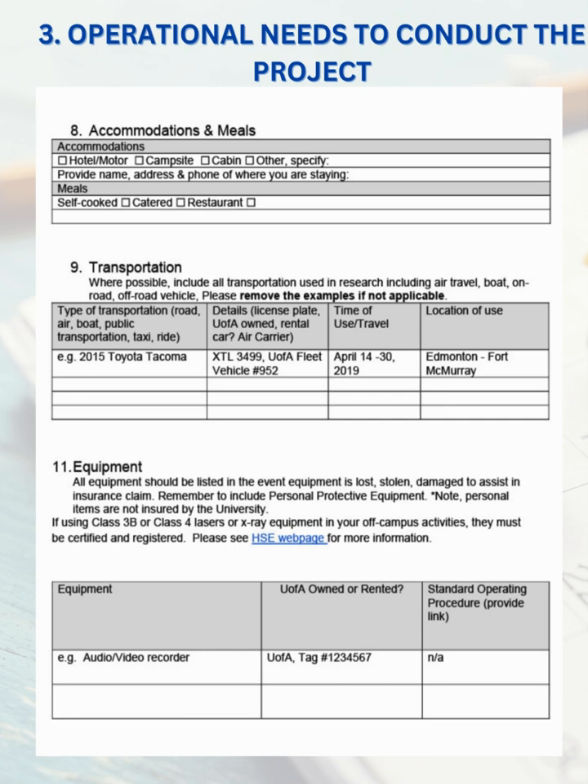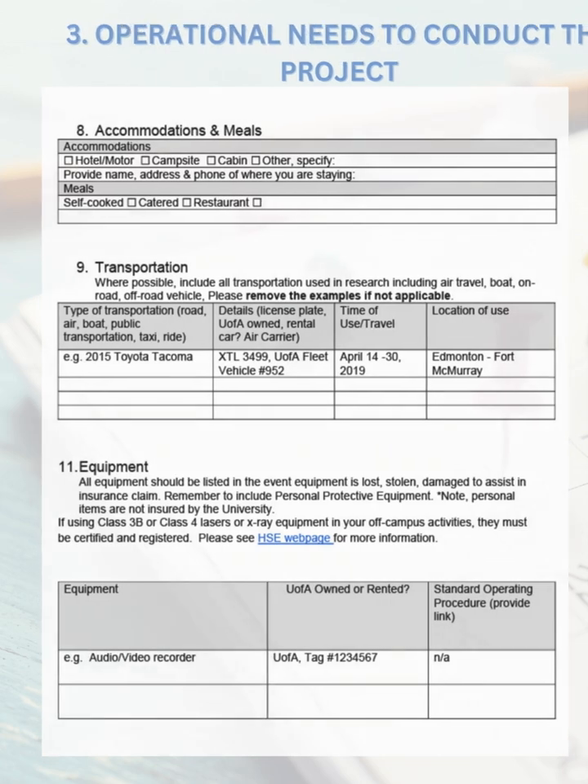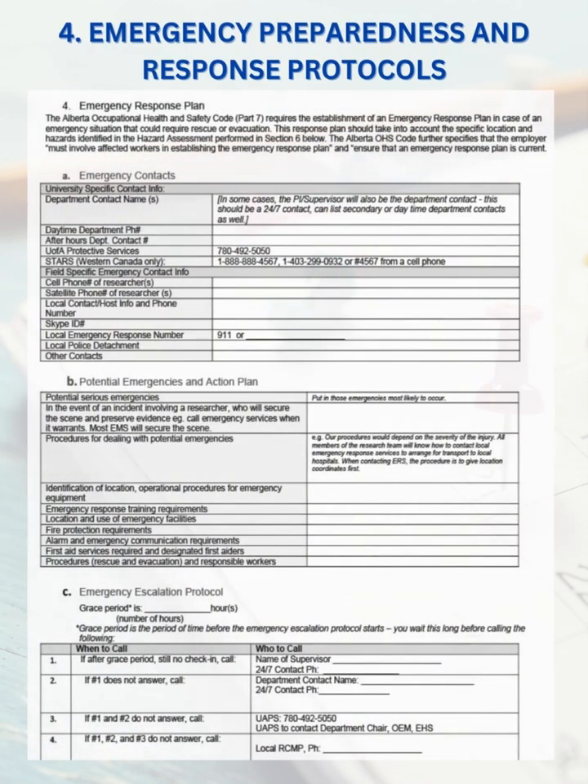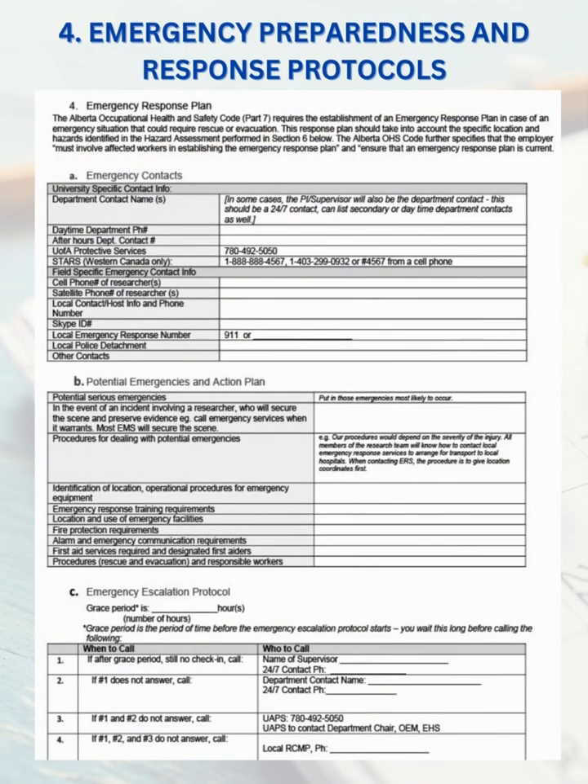Section 11. Equipment. A listing of equipment being taken into the field will prove invaluable in the event of an incident or damage to the equipment. A reminder that personal items are not insured by the university. This list can be attached to the document. The FAP is designed to provide comprehensive information that can be used in the event of an incident or emergency in the field. Sections 4 and 5 deal with emergency response.